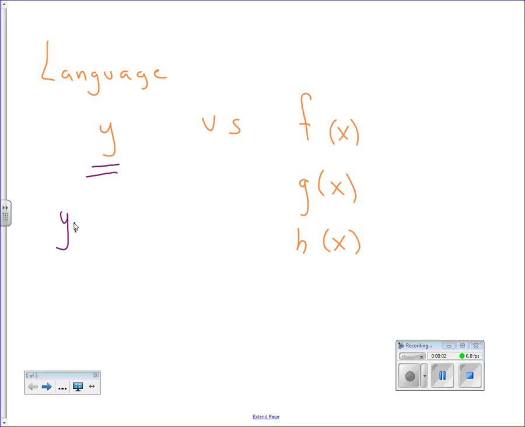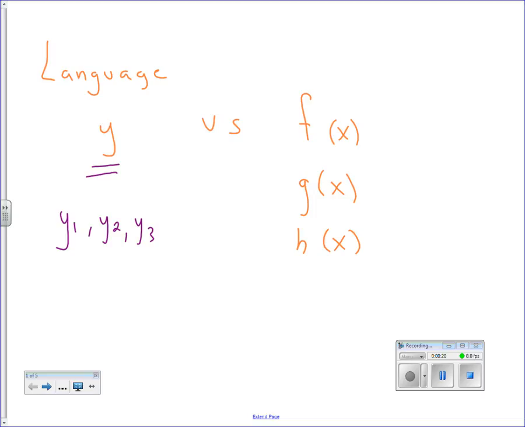Why don't we just label things as y1, y2, y3? There's multiple y's, and sometimes these numbers are kind of messy, and you sometimes forget to identify them.